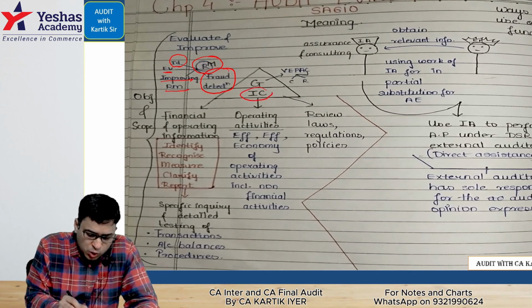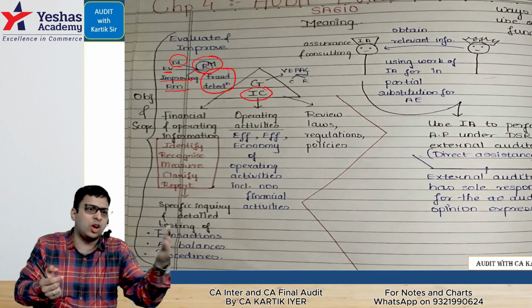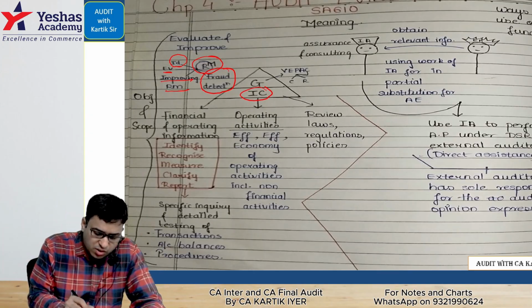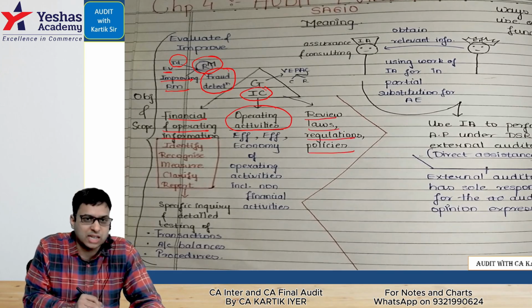Next is regarding internal controls. What do we check? We check first account related, factory related, law related. Account related, we check financial and operating information. Factory related, we check operating activities, and law related, we check review law, regulation, policies. Let's start with that one by one.